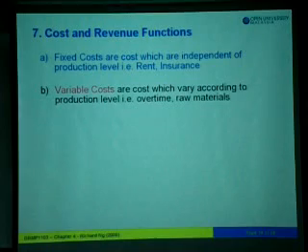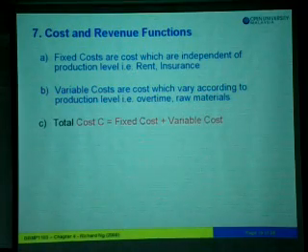Whereas the variable costs are costs which vary according to production level. When the production level increases, we have to pay more overtime, and we have to pay more for raw materials. So in other words, the total operating cost will be represented by C, and C is equal to the fixed cost plus variable cost.